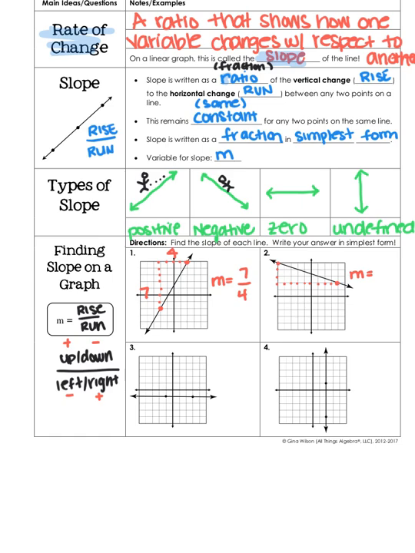You should have gotten -1/3 because we went down 3 and right 9. So down 3 would be -3, right 9 would be +9. So -3/9 reduces to -1/3.